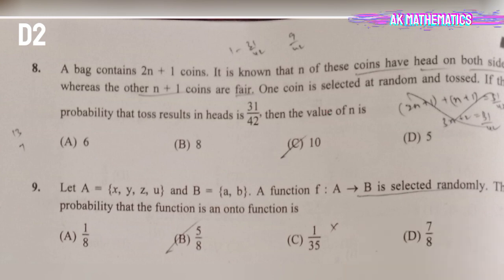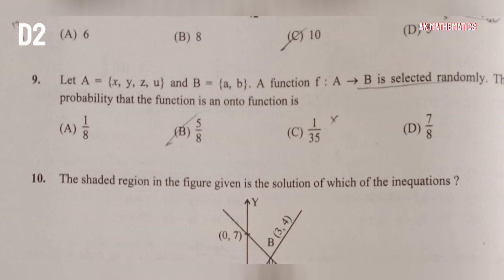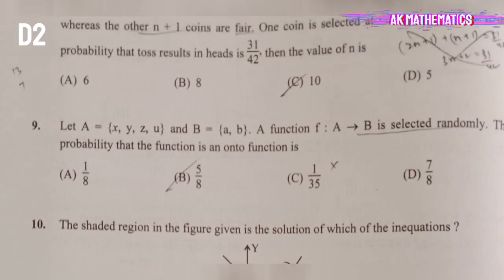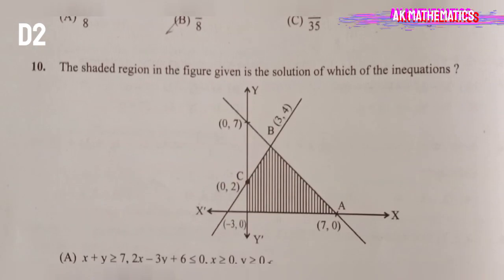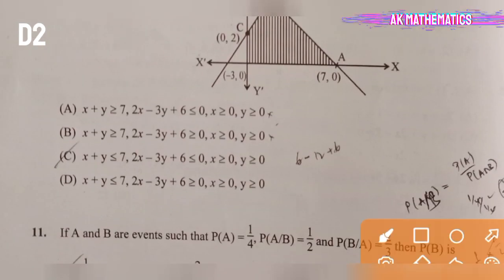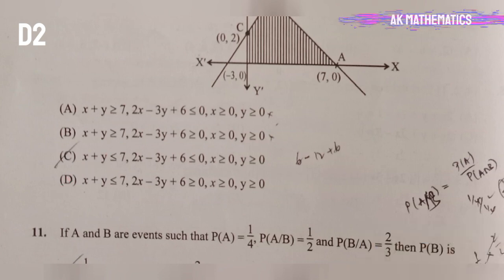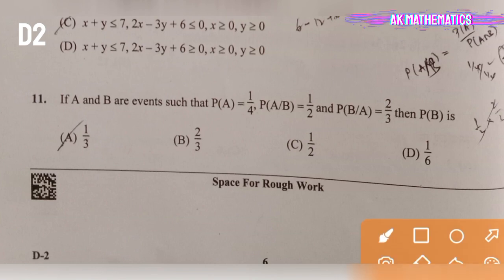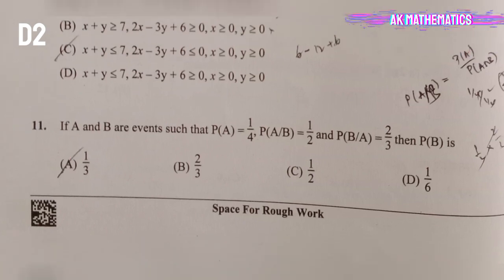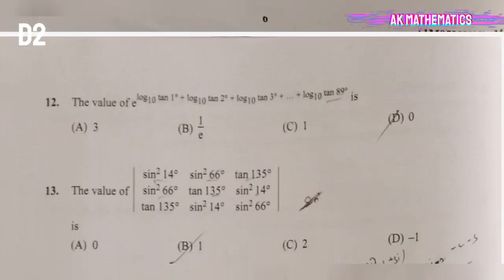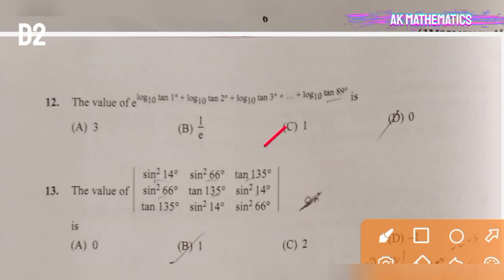The ninth one is option D. The 10th one, the shaded region, is option D. Next is the 11th one, it is option A. The 12th one is option C.